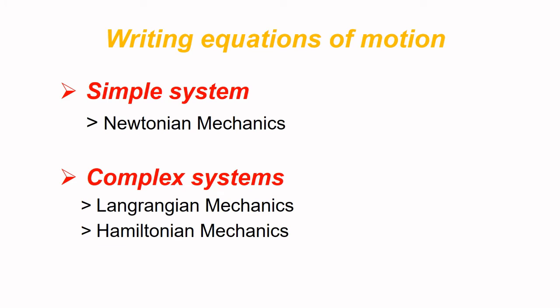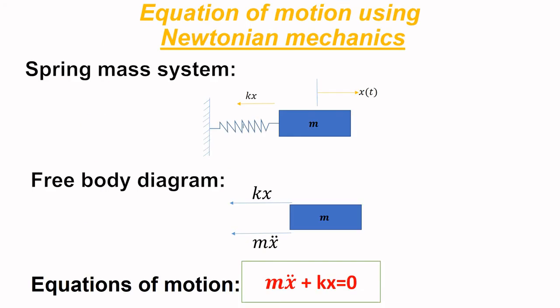So for writing equations of motion, if I talk about a simple system, then we can use Newtonian mechanics. But if we have a complex system like a double pendulum, we use Lagrangian and Hamiltonian mechanics. Lagrangian and Hamiltonian mechanics can also be used to write the equations of motion for a simple system. Now we will see how we can write the equation of motion for our spring mass system using Newtonian mechanics.